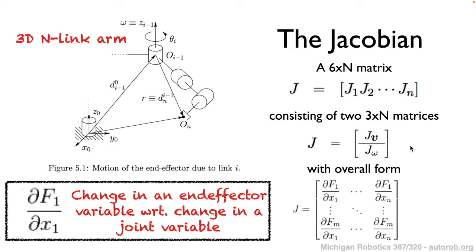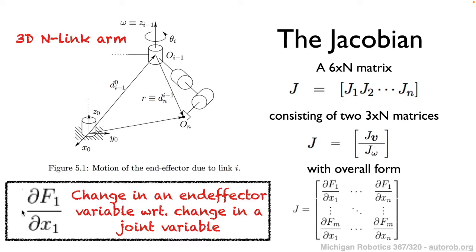So what we can do is think about this Jacobian as being broken into two 3x(n) matrices, where the upper 3x(n) matrix represents the Jacobian specifically with respect to the velocity of the end effector, meaning we're considering only the partial derivatives of the position of the end effector with respect to all n angles. And then the lower 3x(n) matrix within this Jacobian represents the orientation components. So it's representing the partial derivatives of the orientation of the end effector with respect to each of the degrees of freedom.